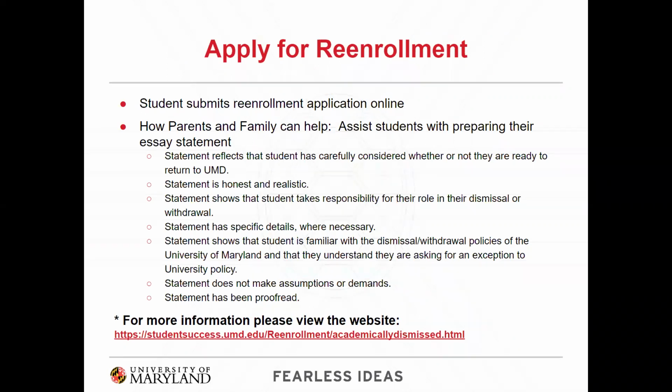Students need to answer the question, what led to my dismissal and what will I do differently? These statements should reflect that the student has carefully considered whether or not they are ready to return to UMD. Make sure the statement is honest and realistic, shows that the student takes responsibility for their role in their dismissal. Statement has specific details where necessary, shows that the student is familiar with the dismissal withdrawal policies of the university, and that they understand that they are asking for an exception to policy. The statement should not make any assumptions or demands, and overall, the statement should be proofread. For more information, you can go to our website at this link here.